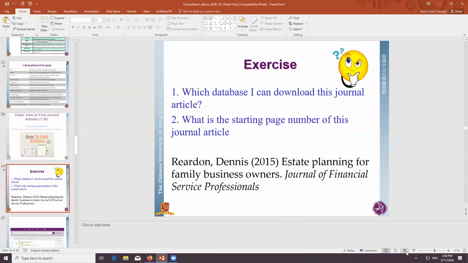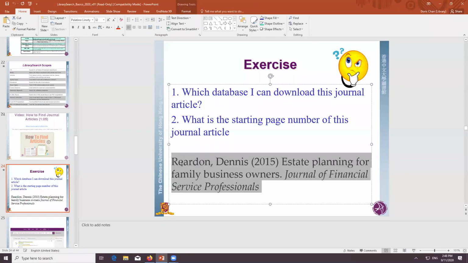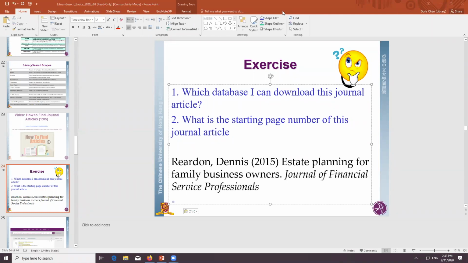And now, before you fall asleep after lunch, let's do this exercise together. I have here one example, which is a journal article. See if you can find out whether it is available in the library, and can you tell me which database you can download it from and the starting page number for this journal. I will now copy this journal detail and place it here using the chat function, so everyone can copy it and use LibrarySearch to find it.